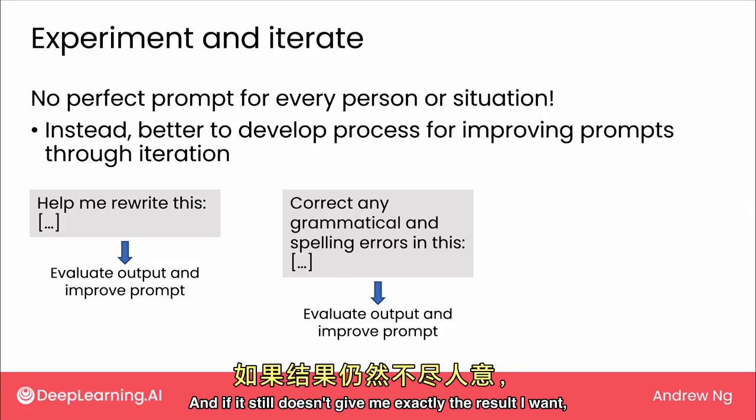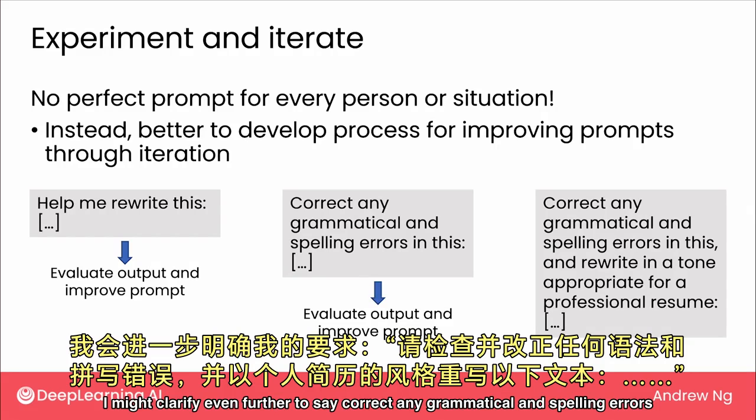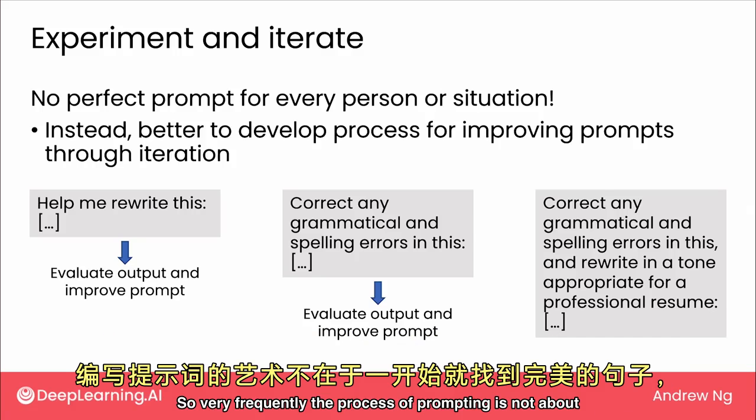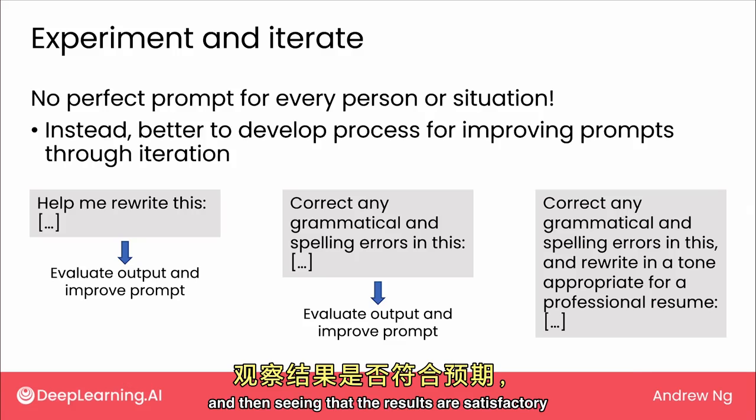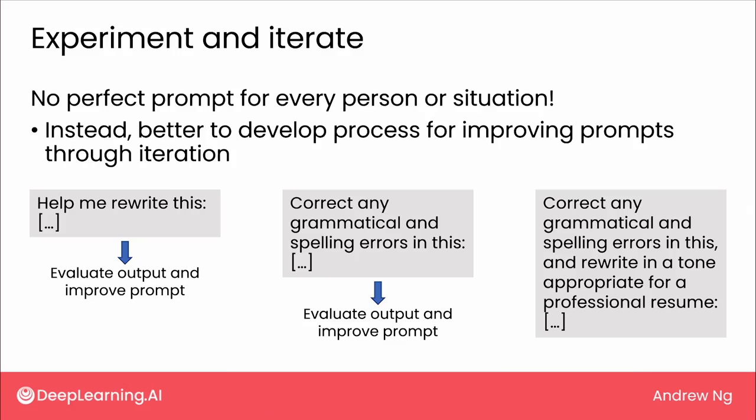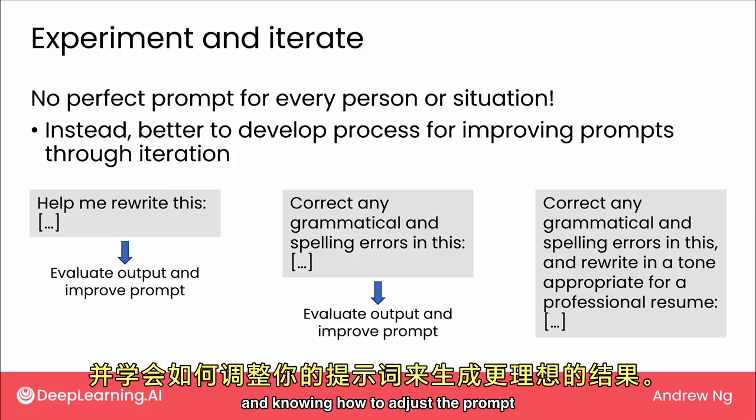And if it still doesn't give me exactly the result I want, I might clarify even further to say, correct any grammatical and spelling errors and rewrite in the tone appropriate for a professional resume. So very frequently, the process of prompting is not about starting off with the right prompt. It's about starting off with something and then seeing if the results are satisfactory and knowing how to adjust the prompt to get it closer to the answer that you want.